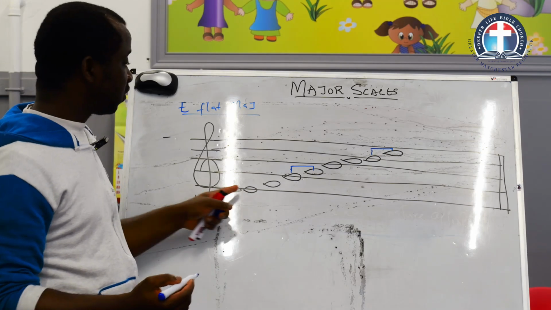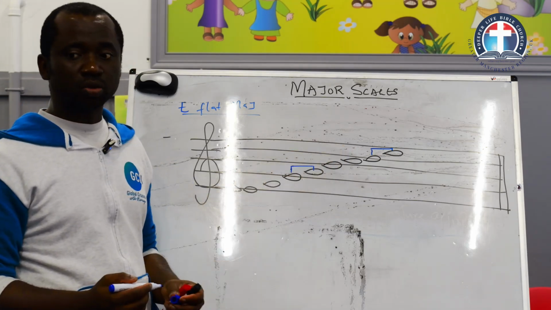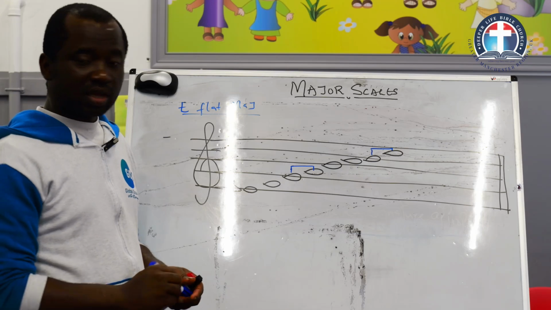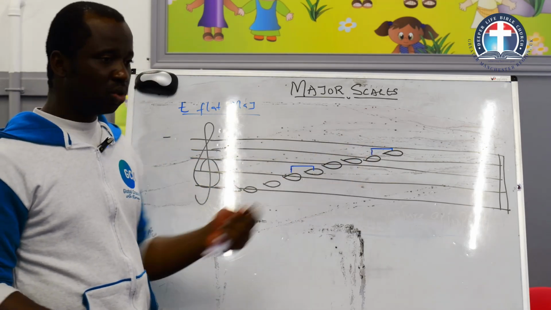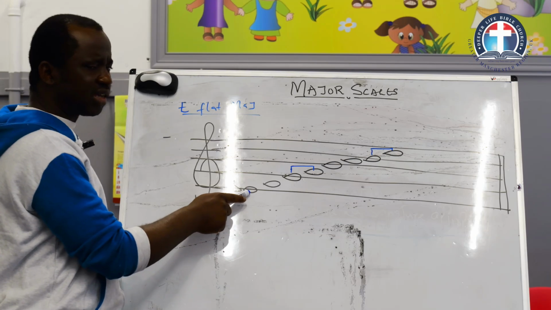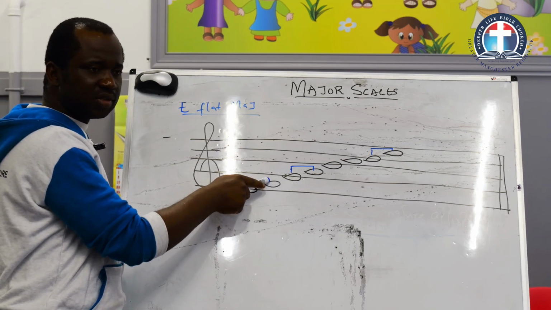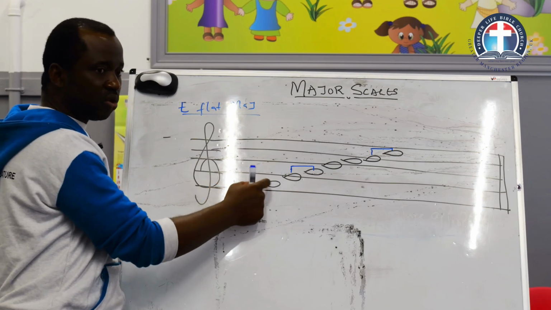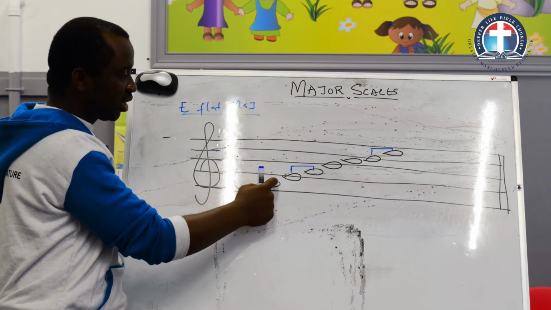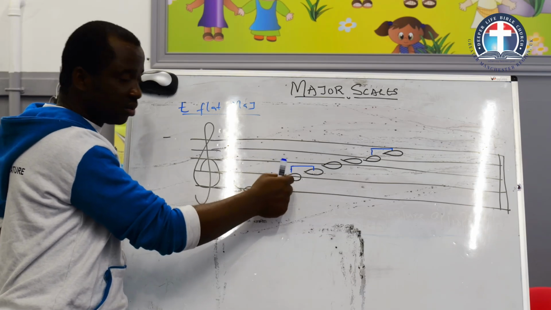I have to make sure that apart from these semitones, every other thing should be a tone. So I can now start and say this is E flat. Is this a tone, E flat to F? Yeah. So this is correct, I leave it here.